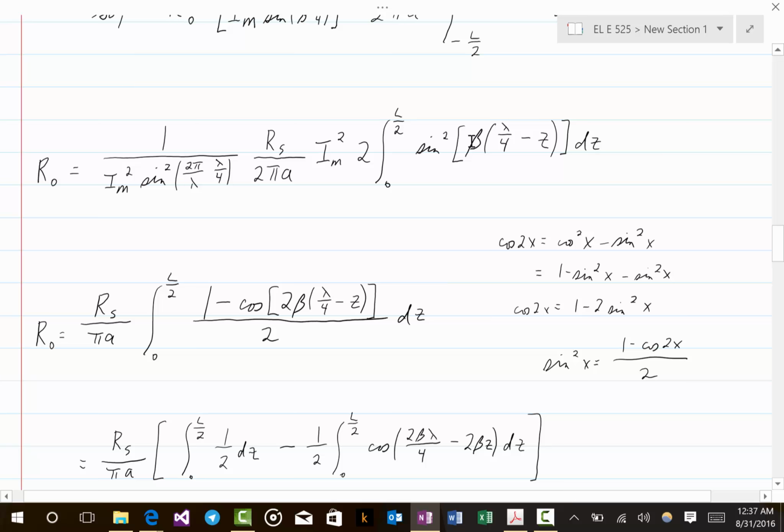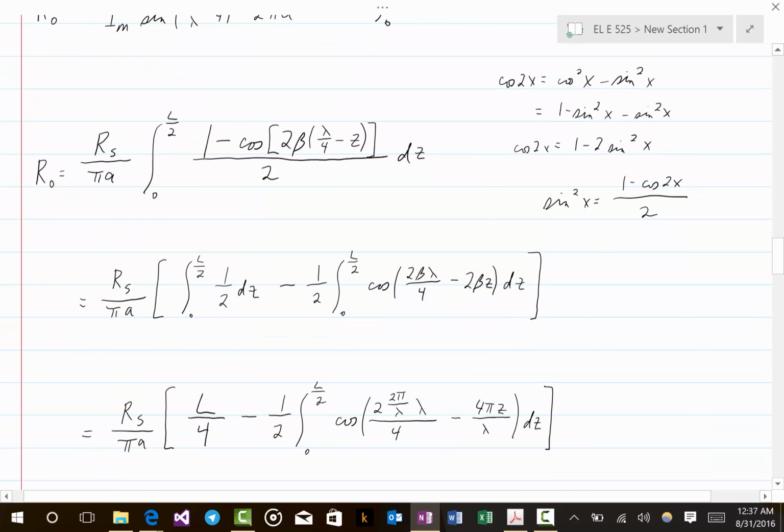So resuming then, we're going to make the substitution that sine squared of this is 1 minus cosine of 2 times that divided by 2. Okay, going to the next line, we'll bring down the Rs over pi a, and we're going to break this integral up into 2 parts. We have a 1/2 here, so we'll integrate for 1/2, and then minus, and then we have a 1/2 again, and we'll get this term. And in the argument of the cosine function, I've gone ahead and multiplied out the 2 beta times lambda over 4 and 2 beta times negative z.